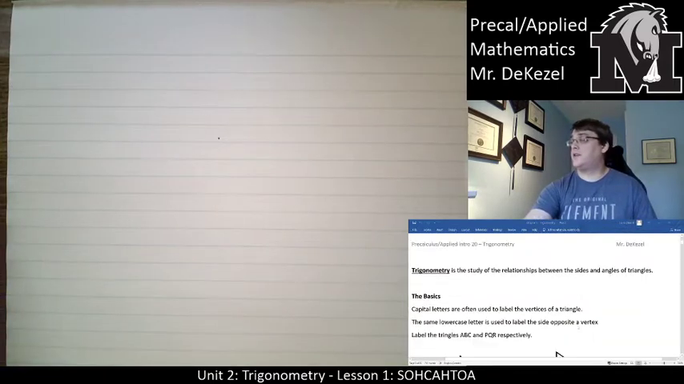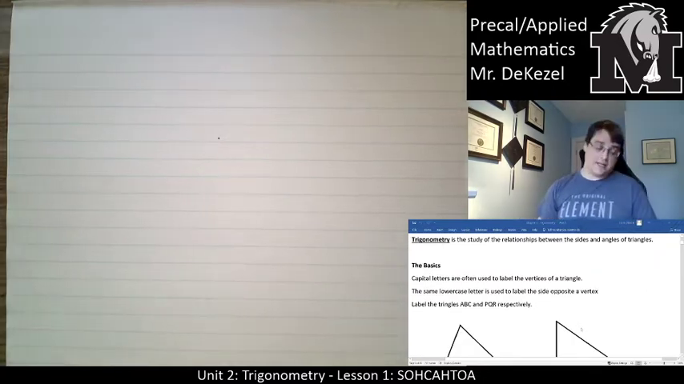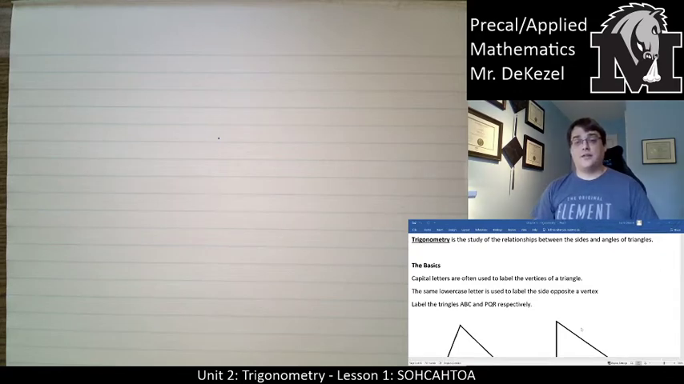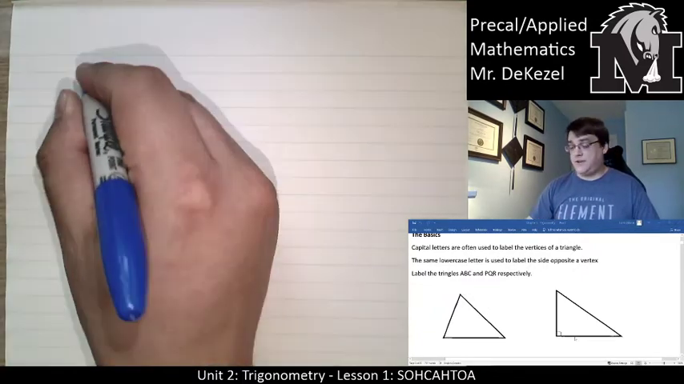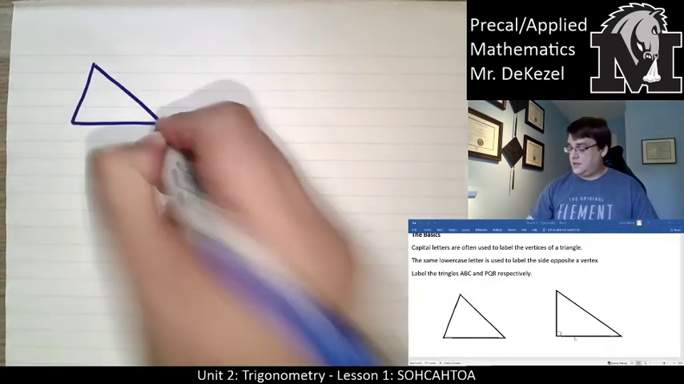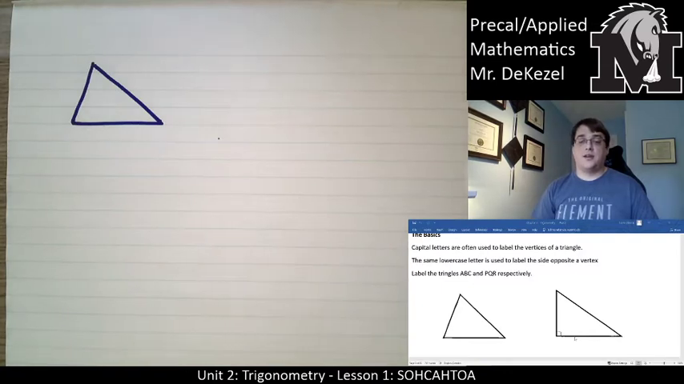Go to the second page of our booklet. We'll talk about some of the basics just as a reminder. So trigonometry is the study of the relationships between the sides and angles of triangles. So the basics. We draw triangles and we label them in a specific way. So this is one triangle, it is on the left on your page. We use uppercase letters for the corners, and we use lowercase letters for the sides.